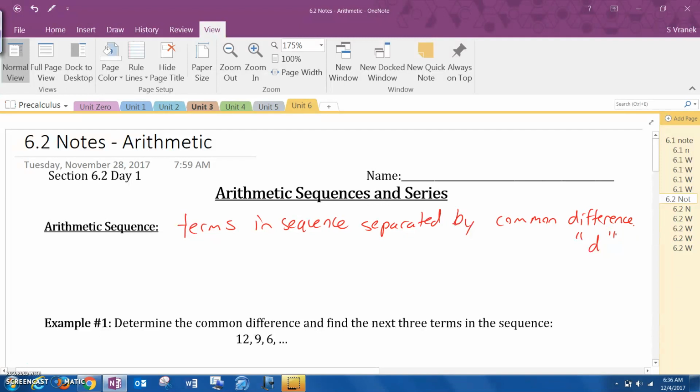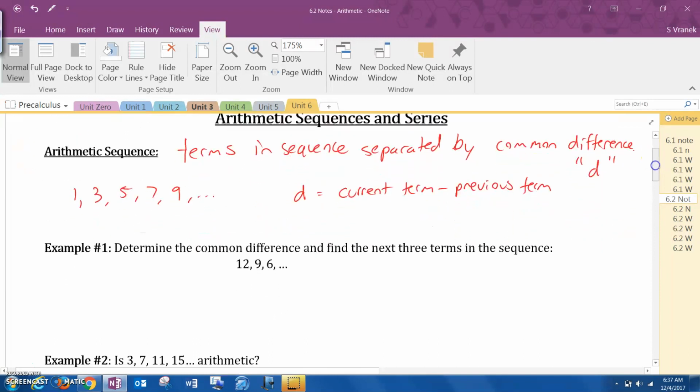An example would be 1, 3, 5, 7, 9, and so on. Hopefully you could tell me that the common difference is 2. The difference between these terms is 2. It's going up by positive 2. To find the common difference, you take the current term and then you minus the previous term. So for example, 7 minus 5 is 2, and so on and so forth.